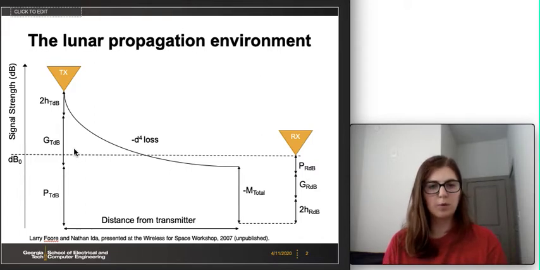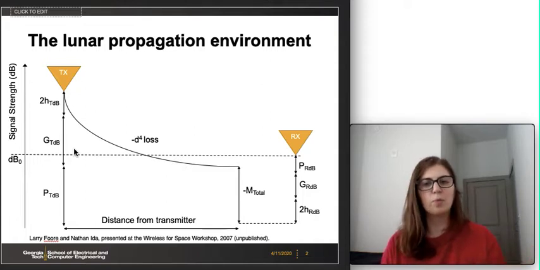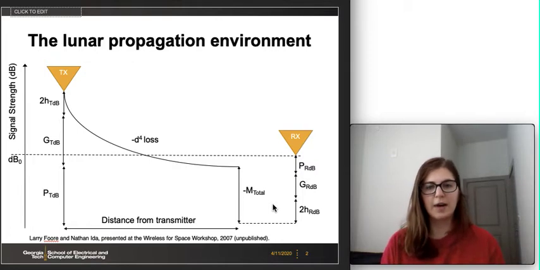In between the two, we have path loss, which on the lunar surface can be modeled as 1 over d to the fourth, which is distance, loss. So as the signal is propagating through the environment, it's becoming more and more lossy at a rate of 1 over distance to the fourth power. And then we also have the margin of error in the lunar environment. This can reach up to 20 dB, which is a pretty significant number.